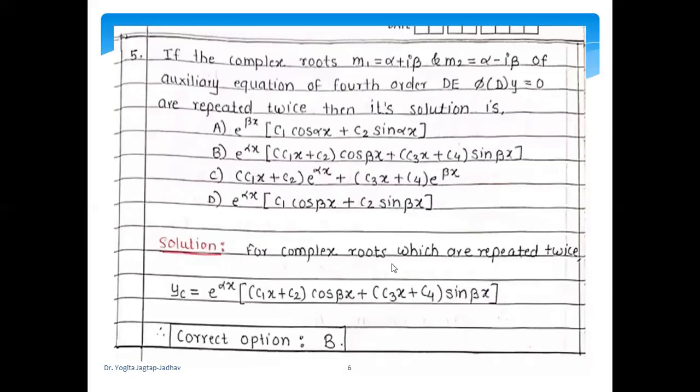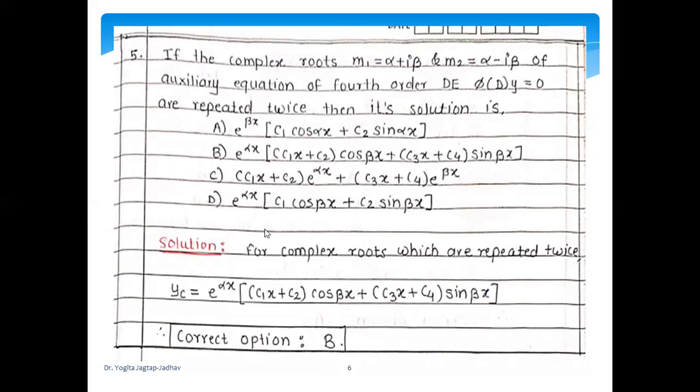Now let us proceed to the fifth example. If the complex roots m1 equal to alpha plus i beta and m2 equal to alpha minus i beta of the auxiliary equation of a fourth order differential equation phi of D operating on y equal to 0 are repeated twice, then its solution is one of these four options provided.